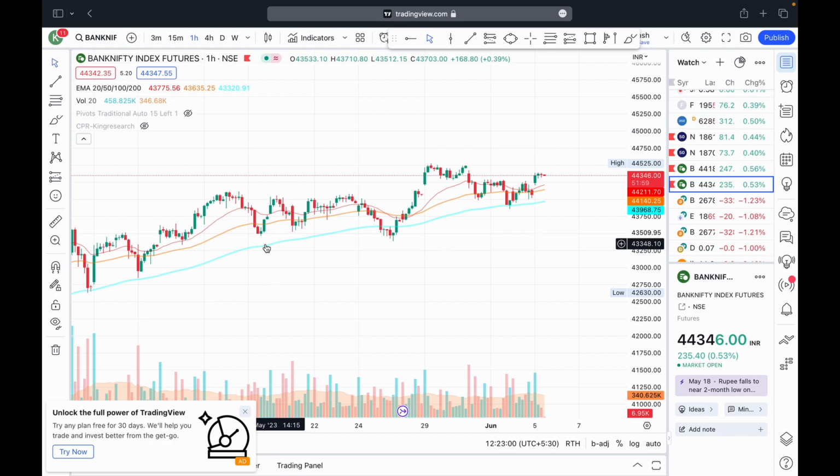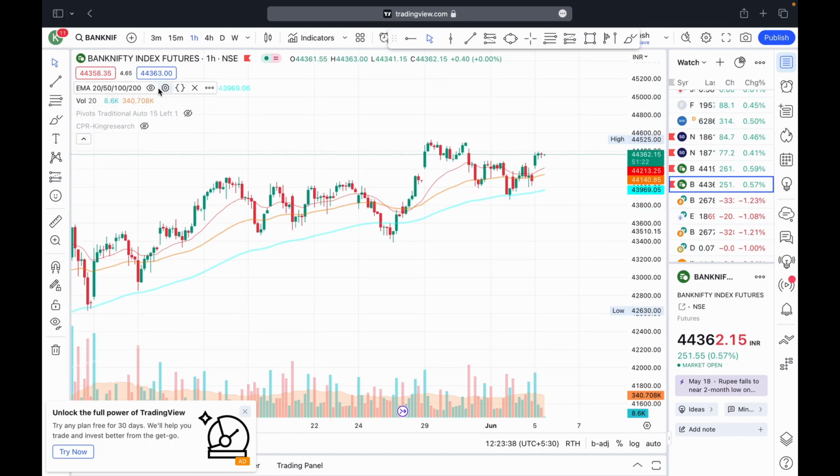Or if the EMA is very low and the prices are very high, then there is a very high chance that the sellers will start selling aggressively and the prices will move down. This gives me just a basic idea for trading. So these are the three EMAs that I basically use, and that's it.